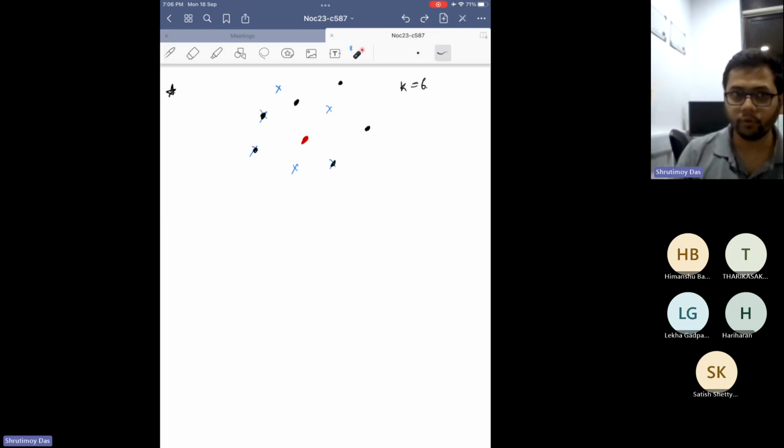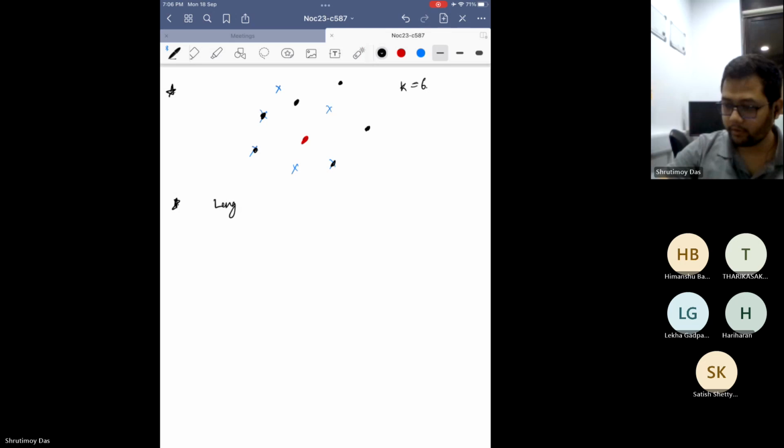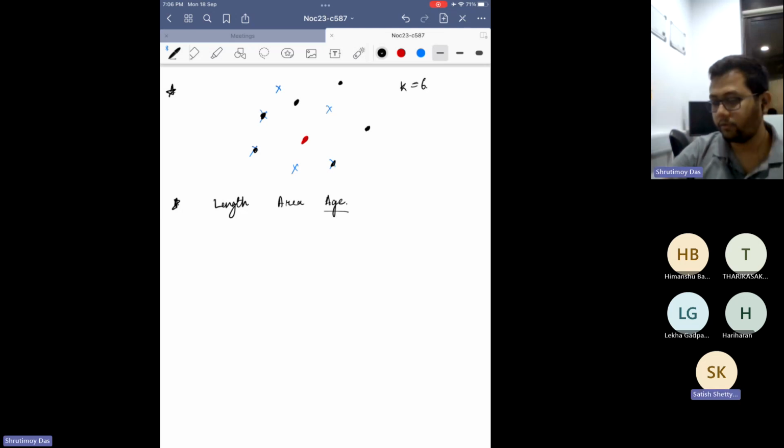So if two features are correlated, like if I say that I have a feature, say length, and I have a feature, say area. So these two will be correlated. Like more the length, more the area. So it will not give you much information. But if you have length, area, and some other feature, say age, this is not much related to the length and area. So you want to have the most information out of all the features.